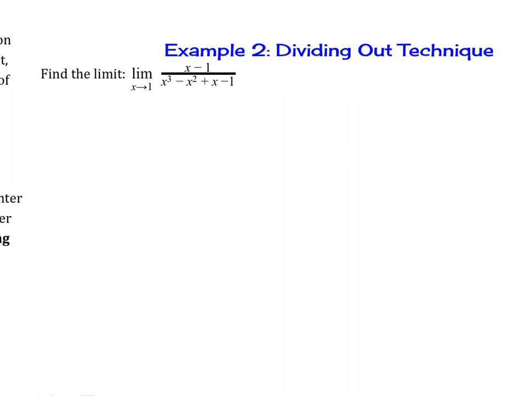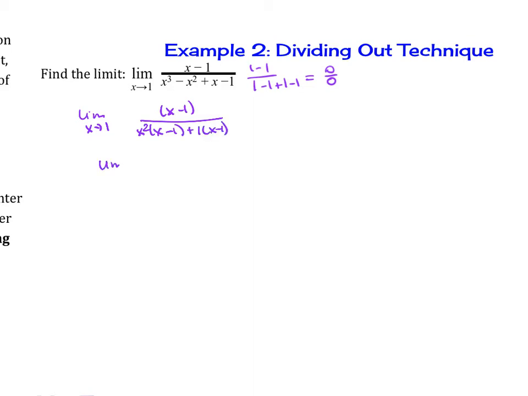So let's factor. Well, first of all, if we plugged in 1, we would get 1 minus 1 over 1 minus 1 plus 1 minus 1, which is 0 over 0. So now we can factor. So the limit as x approaches 1, we know the numerator is x minus 1. So the denominator, let's factor by grouping. x squared times (x minus 1), plus 1 times (x minus 1).